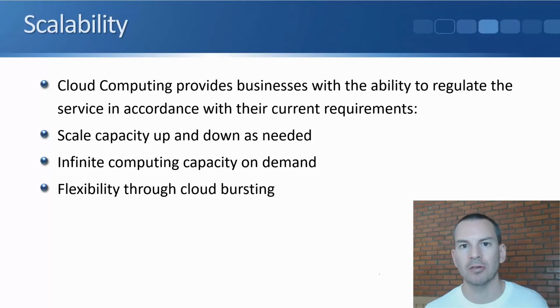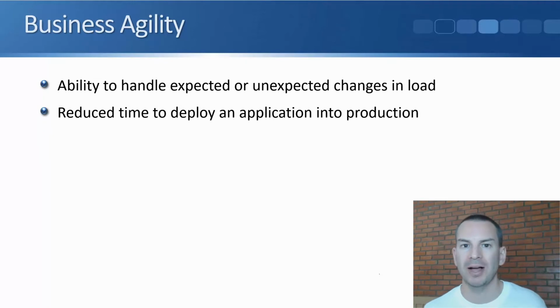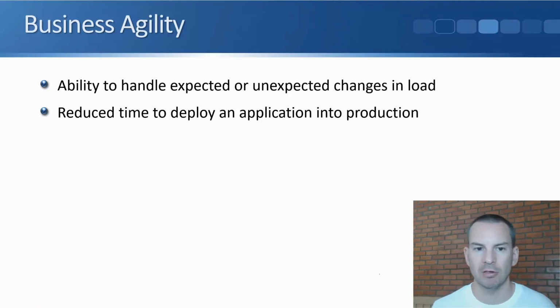And you also get flexibility through cloud bursting, where you can have your own on-premises solution or a private cloud solution, and you can expand out by bursting into the cloud. We also have business agility. That's the ability to handle expected or unexpected changes in load. We can very quickly deploy a new service in the cloud whenever the need arises. So we get reduced time to deploy an application into production.